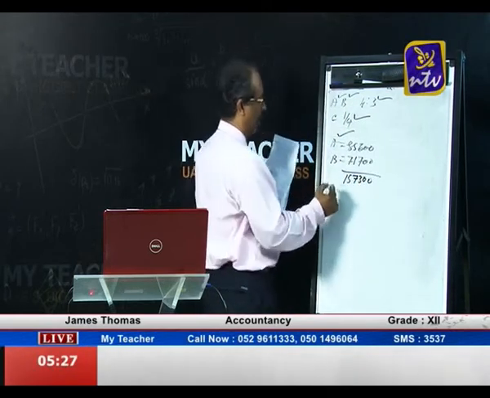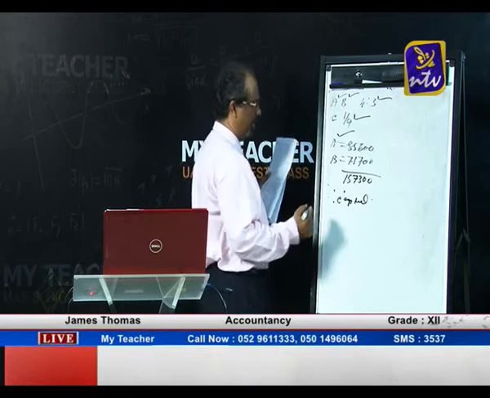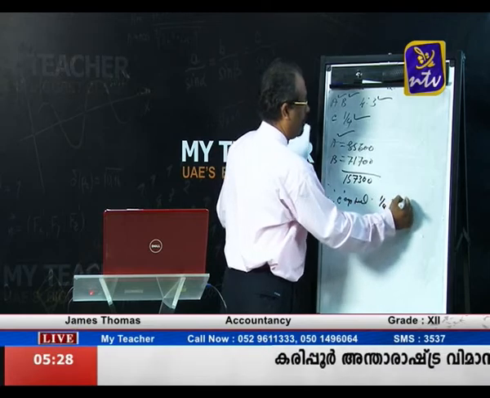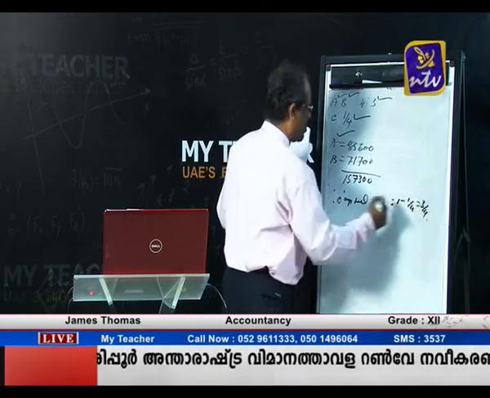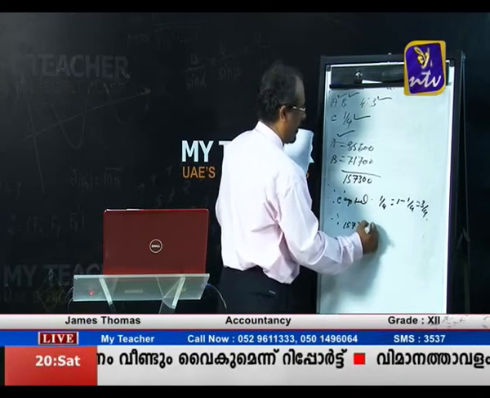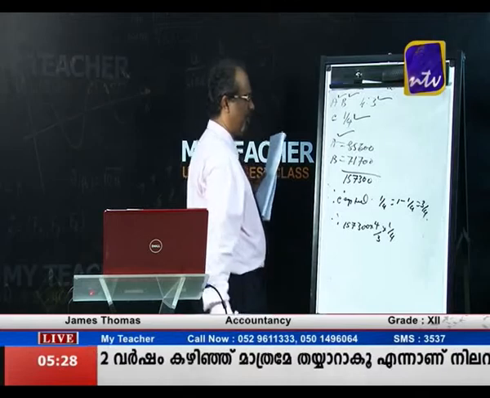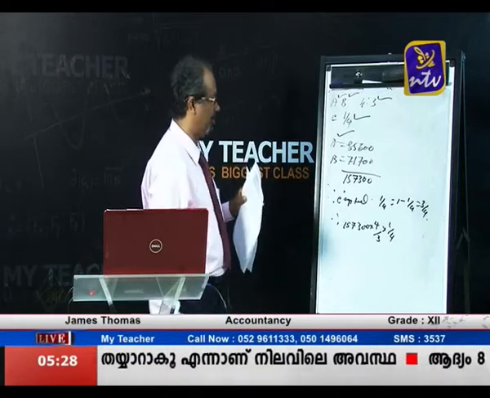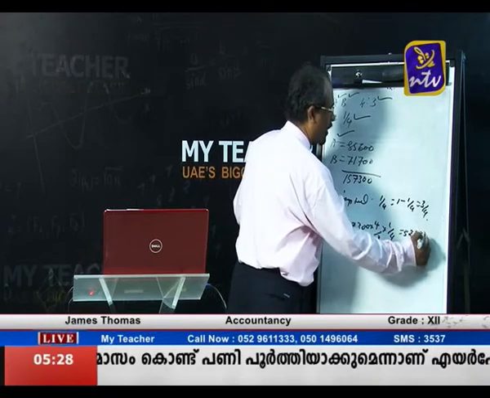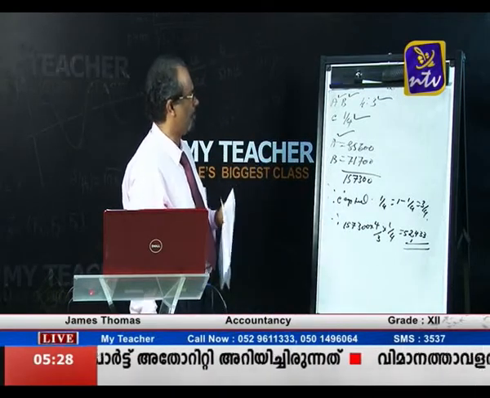So on the basis of this, you can find out C's capital. So how to calculate C's capital? C's ratio is equal to 1/4. That means 1 minus 1/4 is equal to 3/4. So the total capital is 1,57,300 into the reciprocal 4/3 into 1/4. So C's capital is equal to total capital into 4/3 into 1/4, that is 52,433. So this is the new partner's capital.